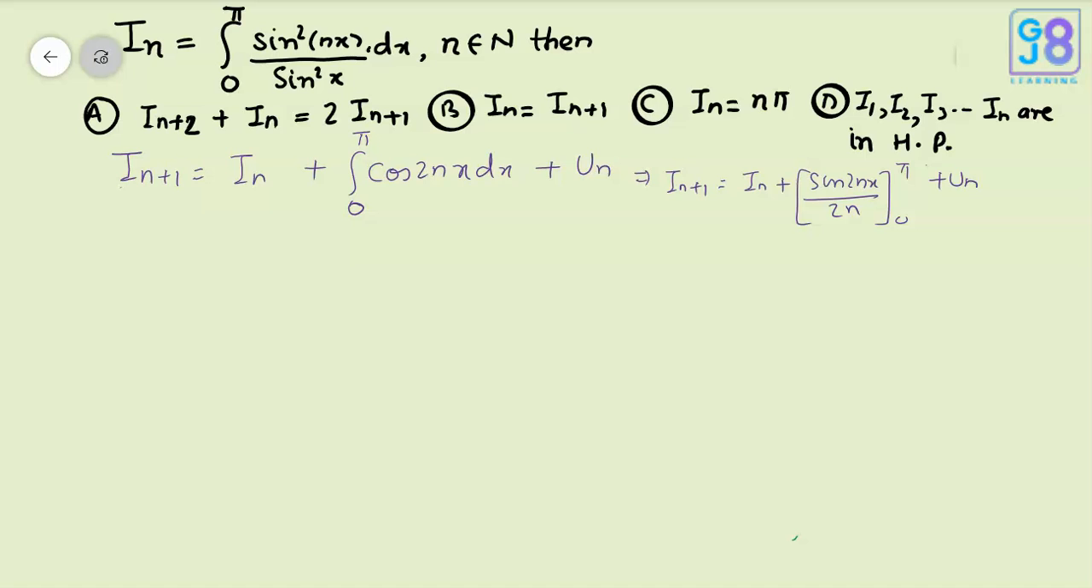Now as you can see, if you put x as pi and 0, sine 2nx by 2n, that complete thing will become 0. So we are left with I_(n+1) equals I_n plus U_n.